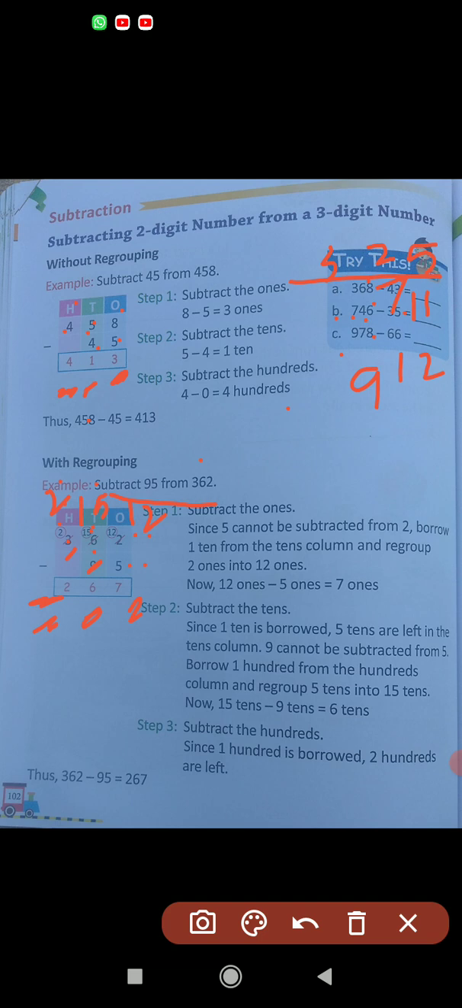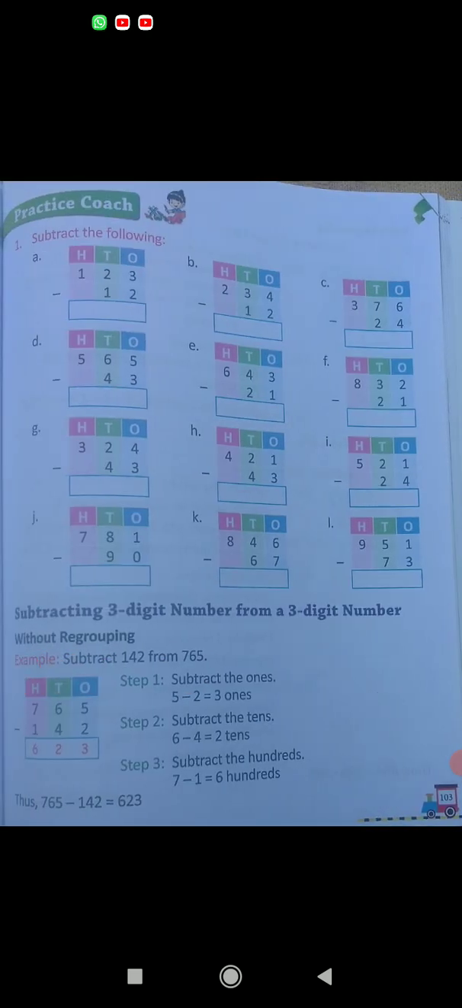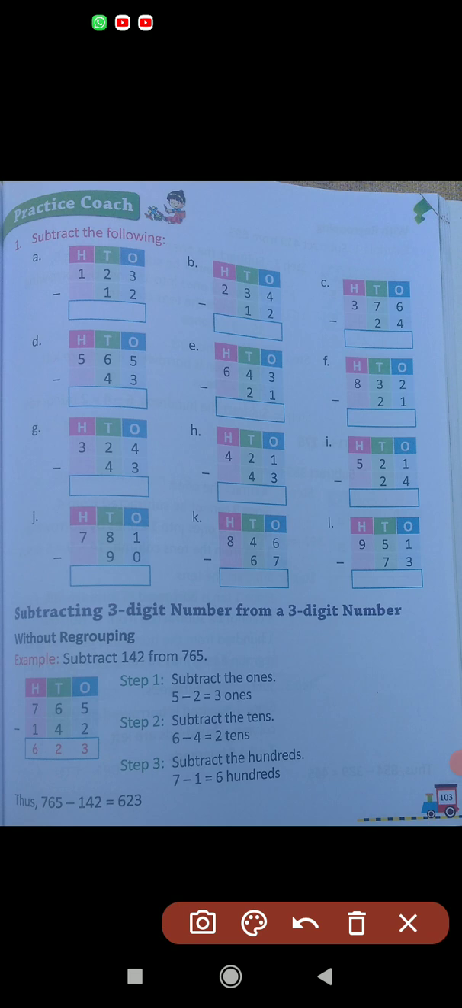And I hope you are understanding how to take borrow from 100th place and 10th place, and then how to subtract the number. So dear students, let's come to page number 103. Practice question number 1, subtract the following.